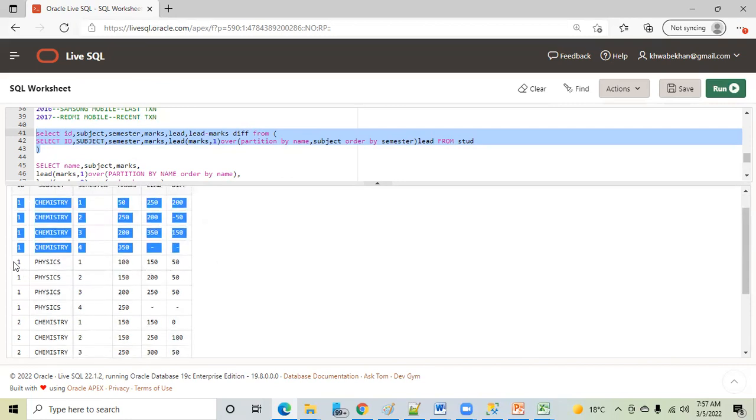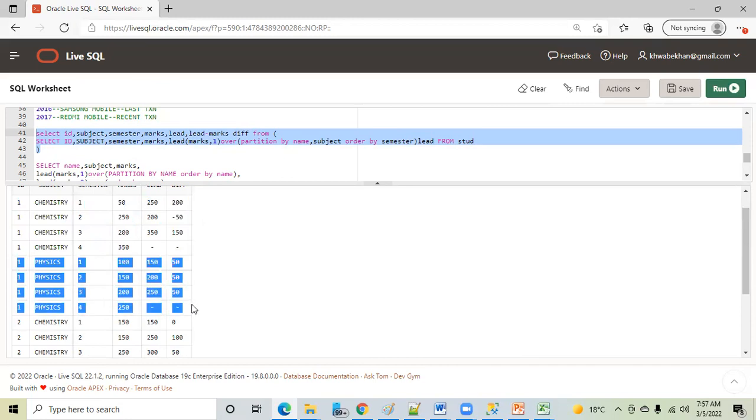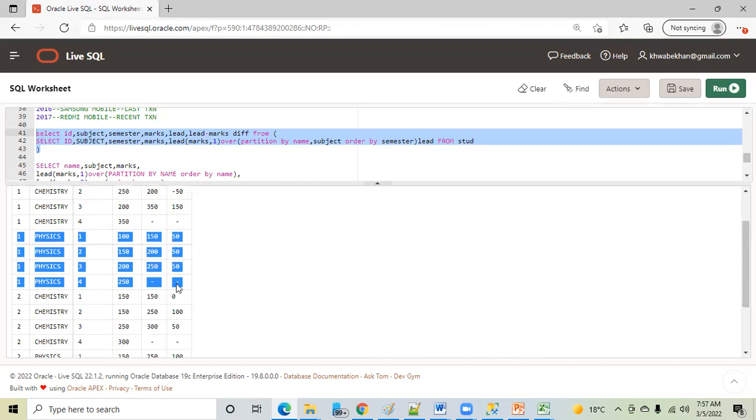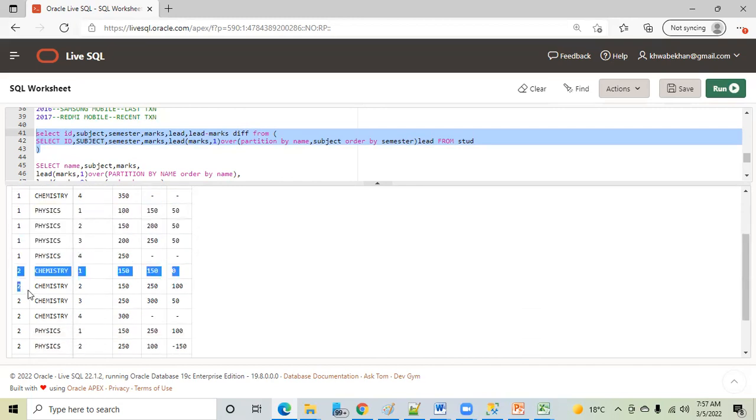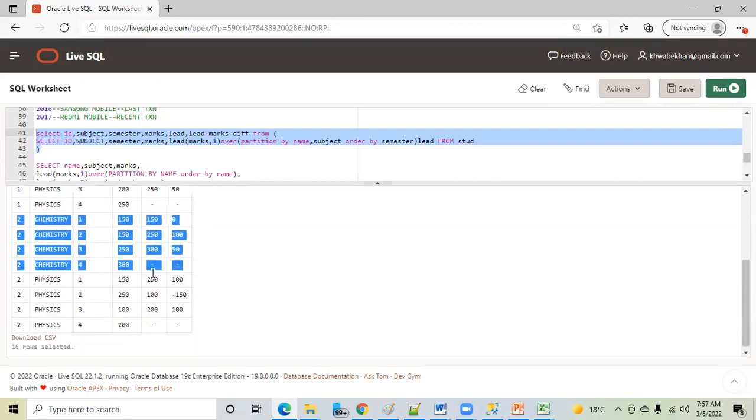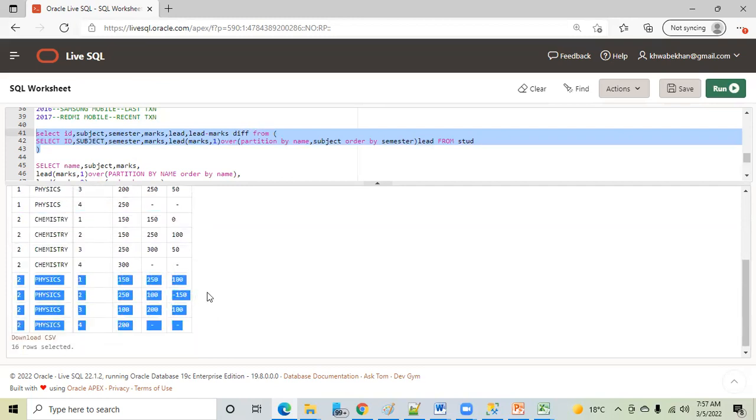And if you see this record, physics, all the differences are positive. So it means it is continuously increasing. Second, chemistry: again, all are positive, but this is zero. We don't want zero as well, because zero means it is the same. We don't want same, we want it to be increasing. So we want the difference to be positive. This one is again negative, we don't want this as well.